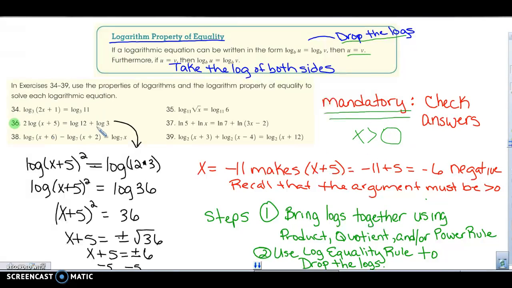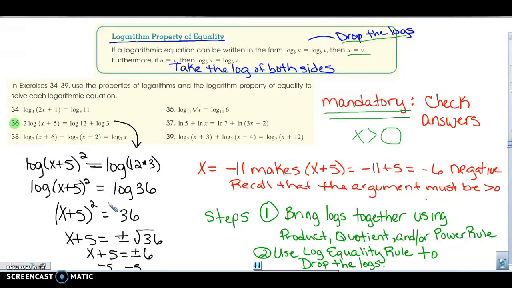So take a look at this first example here. Using the 3 amigos, one of the things we want to do to be able to get to this place of having a single log on both sides is we want to bring the logs together. So using the 3 rules, properties we went over, we're going to first use the power rule and rewrite this one, bringing the 2 over here. We're going to use the product rule, which says we can rewrite this sum as a product. And so combining that, we get this. Now we have the same logs on both sides, and we have single logs on both sides.